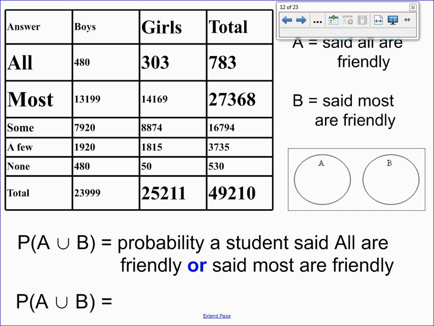There's no overlap there. So to calculate the probability that A or B occurs, we simply sum together their individual probabilities. That's it. Go ahead and find those numbers in your chart and do this one on your own, and then we'll check together. So what's the probability of students said all are friendly or said most are friendly? Everybody find them.